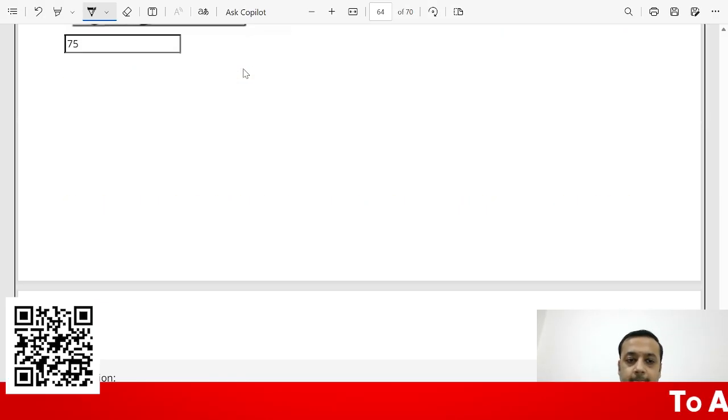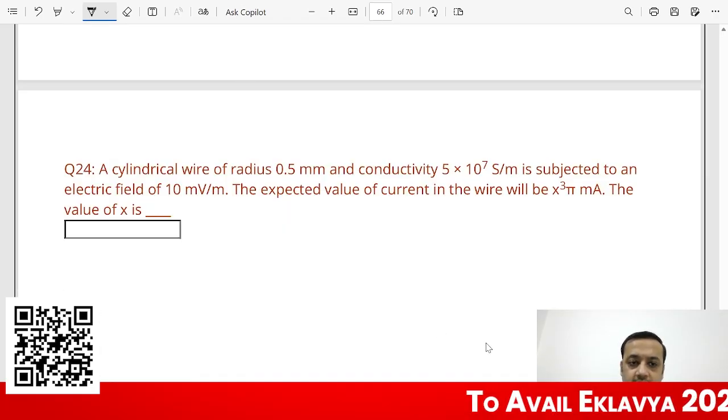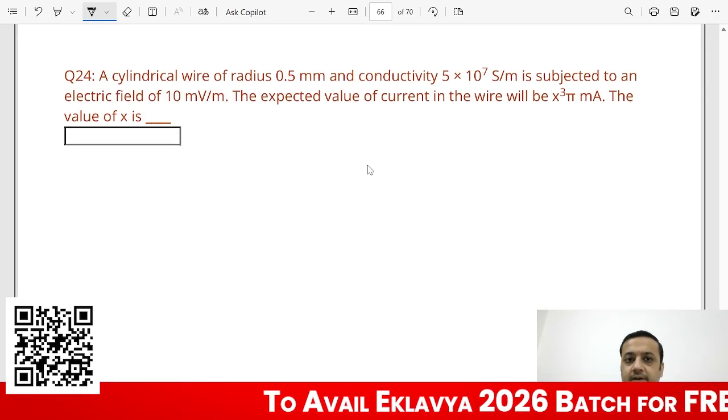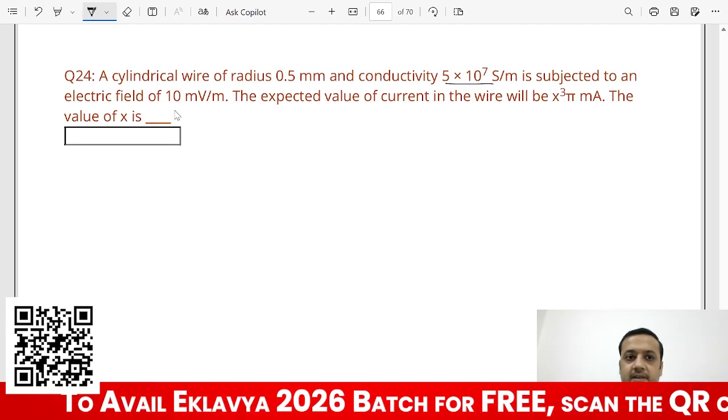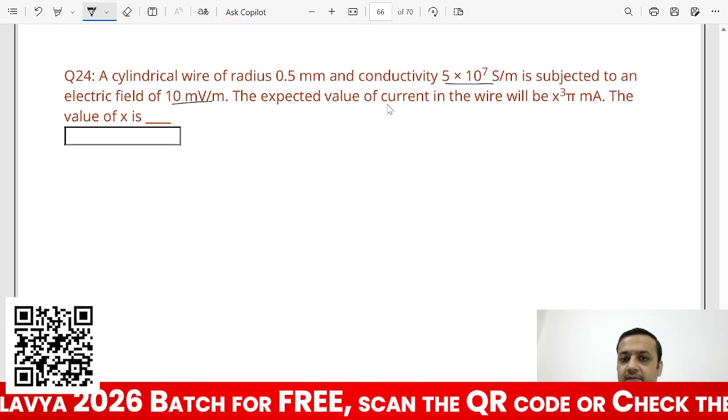All right, let's look at this question here. There's a cylindrical wire of radius 0.5 mm whose conductivity has been given. Electric field has been given. We have to find the value of the current.